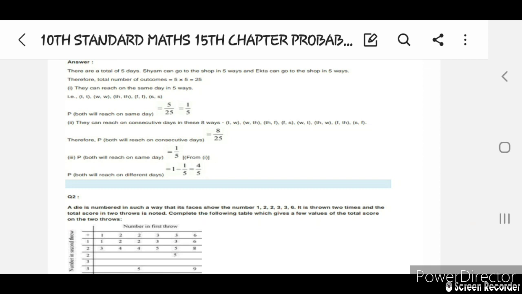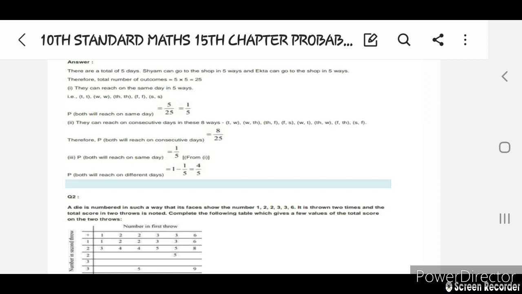So the number of ways they can reach on the same day is 5, because there are 5 ways in which they can reach that same shop in one day. So 5 by 25 will be 1 by 5. So 1 by 5 is the probability that both will reach on the same day.